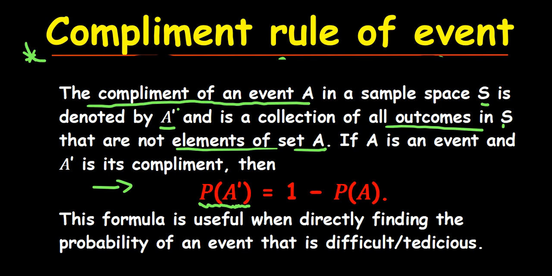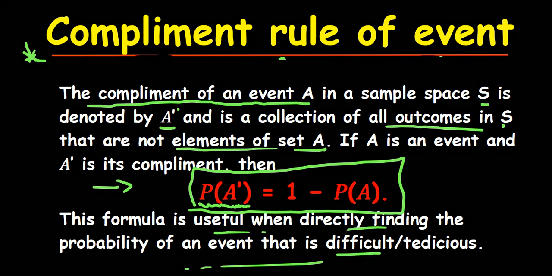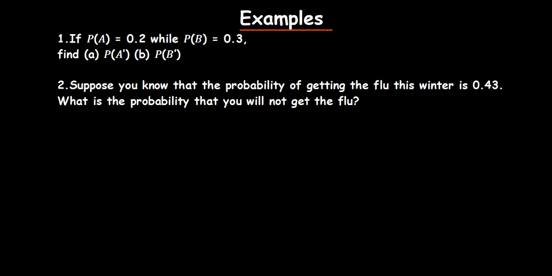Okay, we use this formula here. This formula will be very important. Just know that the probability of a complement is the same as 1 minus the probability of A. This formula is useful when directly finding the probability of an event that is difficult or tedious. Let me give an example here.